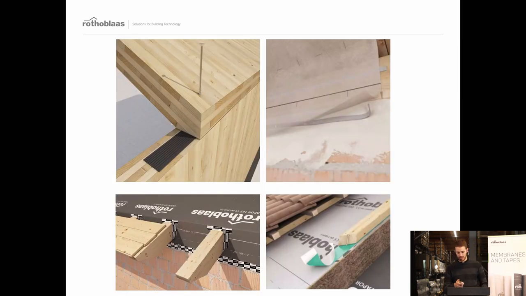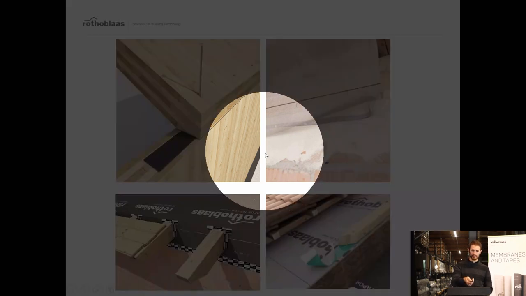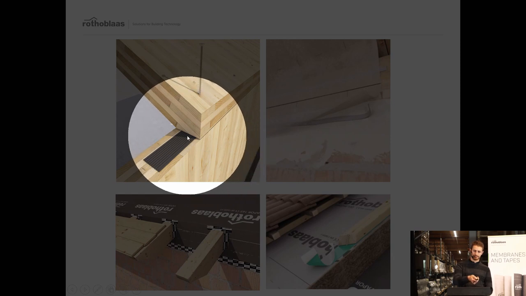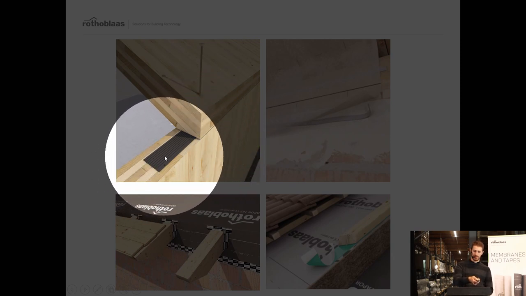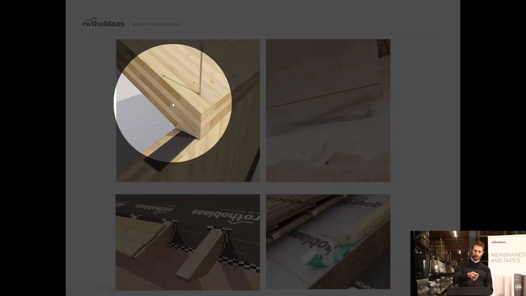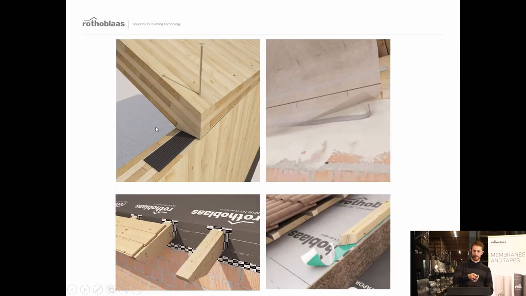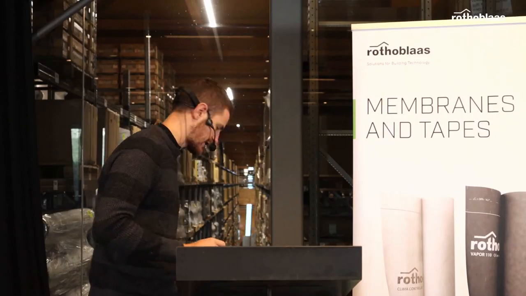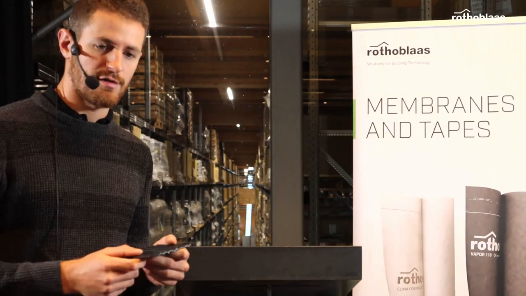So these are some examples of products that you can use for connections, and you can see here the Aladdin stripe, for example. This is very good because it's preventing the noise from passing from the level above to below, but it's very good for airtightness as well. And I will show you right now the product so that you have a better idea of how it works.